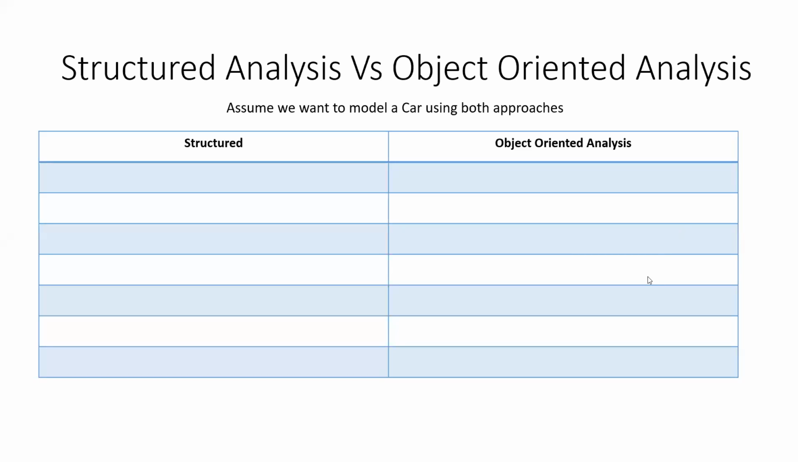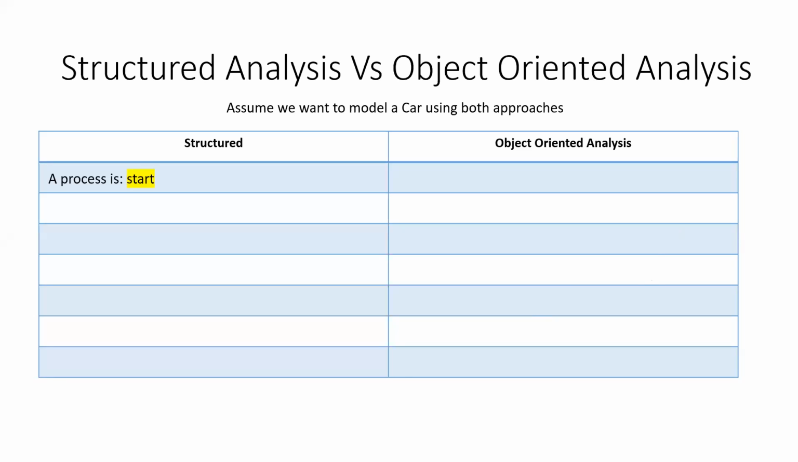I just want to make a quick video on the difference between structured analysis versus object-oriented analysis. So we will do this using a car as an example, and compare the two. Let's assume we want to model a car. Let's keep it very simple. We'll have two ways by which we can do it. One is a structured way, the other one is the object-oriented way.